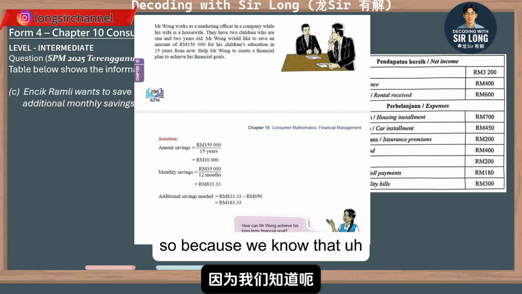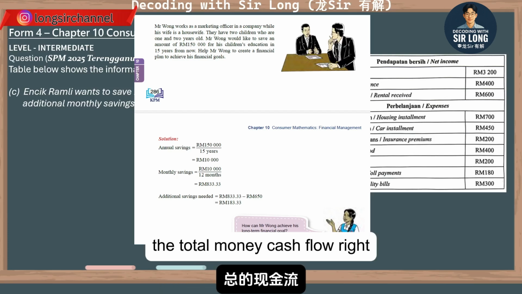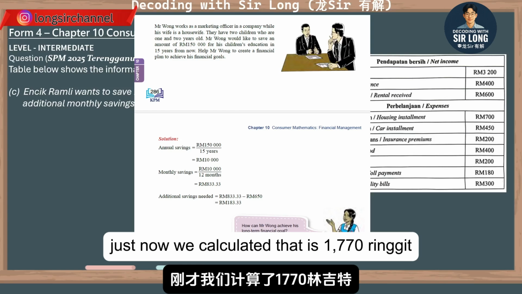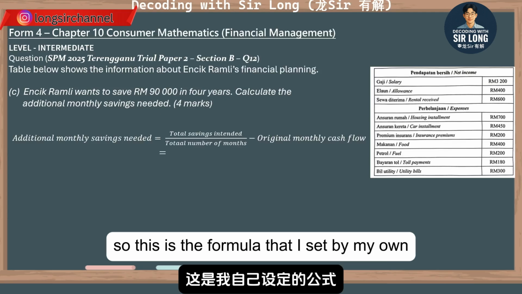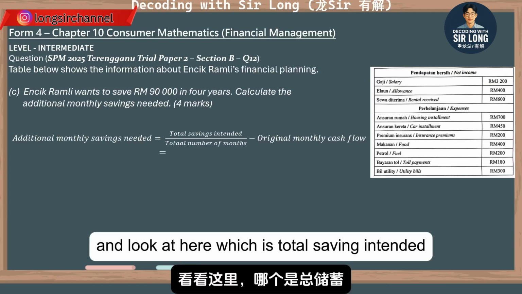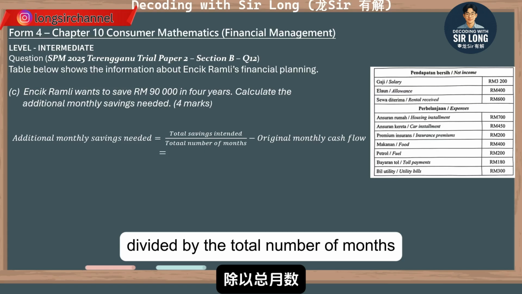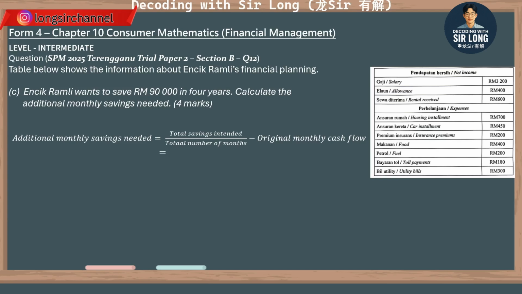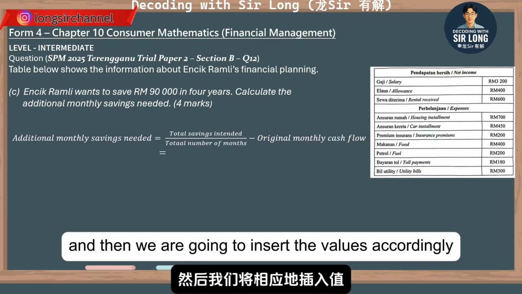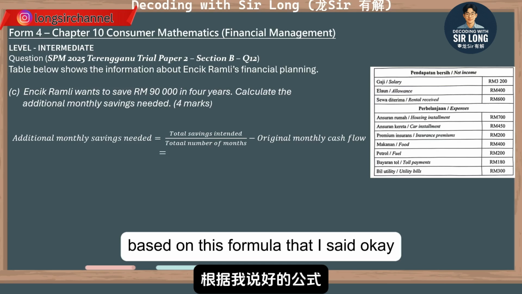Okay, because we know the total cash flow, right? Just now we calculated that it is 1,770 ringgit, is it? Okay, then we just follow the same logic. So this is the formula that I set on my own, and look at here, which is total saving intended divided by the total number of months, minus the original money cash flow. And then we are going to insert the values accordingly based on this formula.